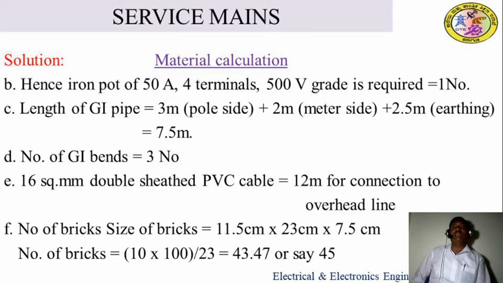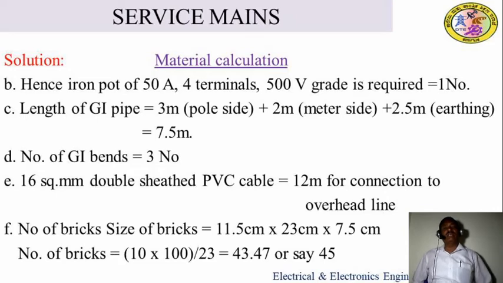Next, number of GI bends, same as it is in single phase underground system. The same number of bends is also required for a 3-phase underground service system. 16 square mm double sheath PVC cable is required, 12 meter for the connection to the overhead lines. So that is from the overhead service up to the overhead. So you require 12 meters for making the connection.